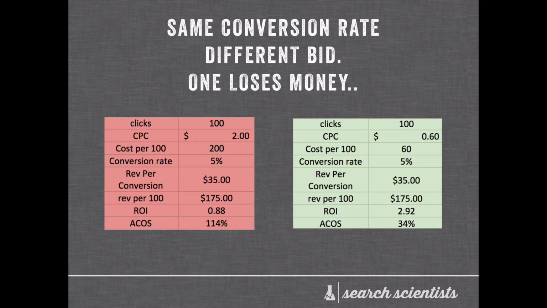Even with the exact same conversion rate and the exact same revenue per conversion, even with the exact amount of money made per 100 clicks, on the left we are running at a negative. So our ROI is less than 1, that means it's negative, and our ACoS is over 100, meaning we're spending more than we are generating. But with the exact same product on the right, you can see that we are doing like 3x ROI. We're doing 34% ACoS. So we're in a much better position on the right, all because we optimized the bid lower.